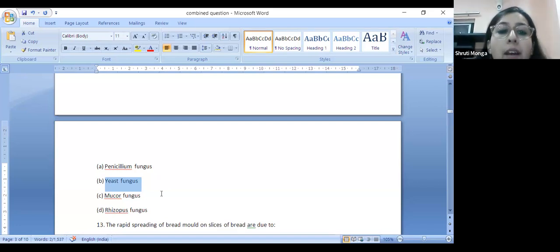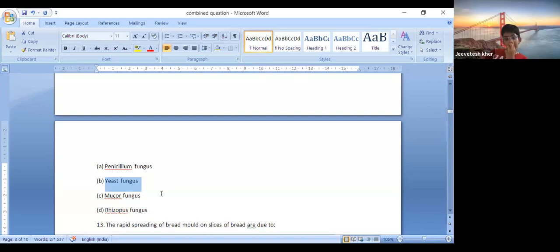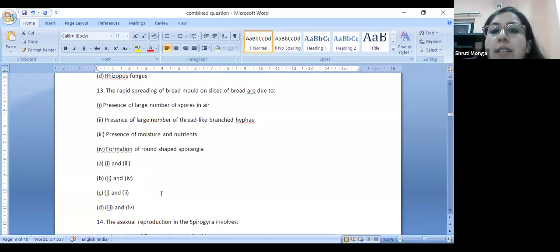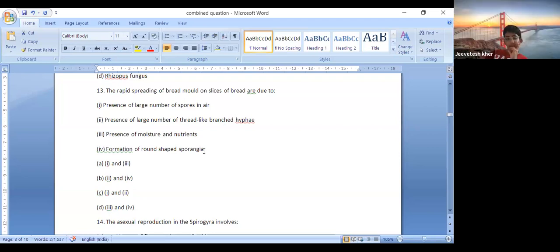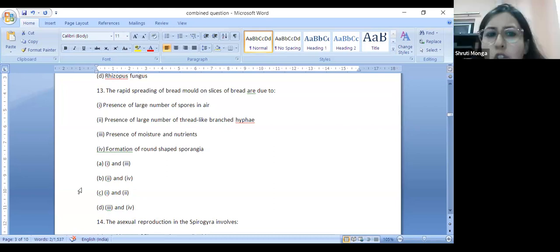Next question, 13th. The rapid spreading of bread mold on slices of bread is due to: presence of large number of spores in air, presence of large number of thread-like branched hyphae, presence of moisture and nutrients, formation of round-shaped sporangia. Yes, Jiftesh? I'm not sure. Is it option B? Okay. And Garvit and Nishan, any guesses? No?